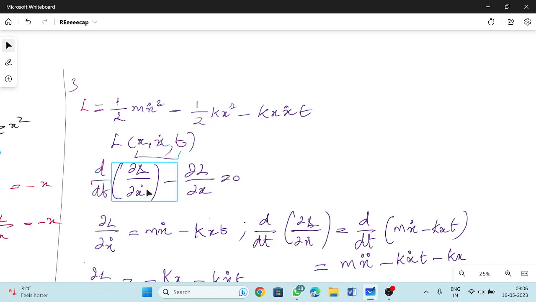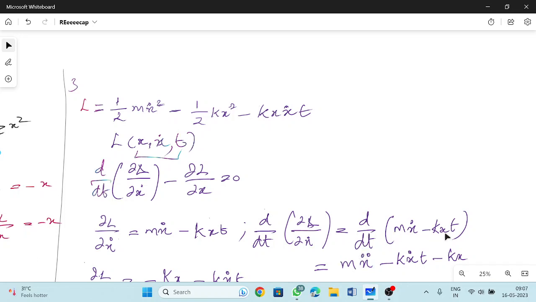So we have to find ∂L/∂x dot and ∂L/∂x. Then ∂L/∂x dot: once you differentiate, we have mx dot, and x dot in this term also, with a minus sign, so we have kxt. Once you find ∂L/∂x dot, in the equation we have to find d/dt of ∂L/∂x dot. So d/dt of mx dot minus kxt: m is constant, k is constant, and x and t we have to differentiate with respect to t, and x dot with respect to t.